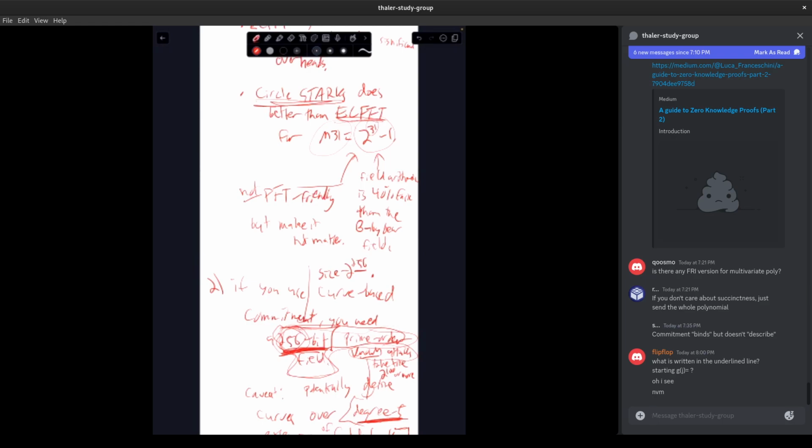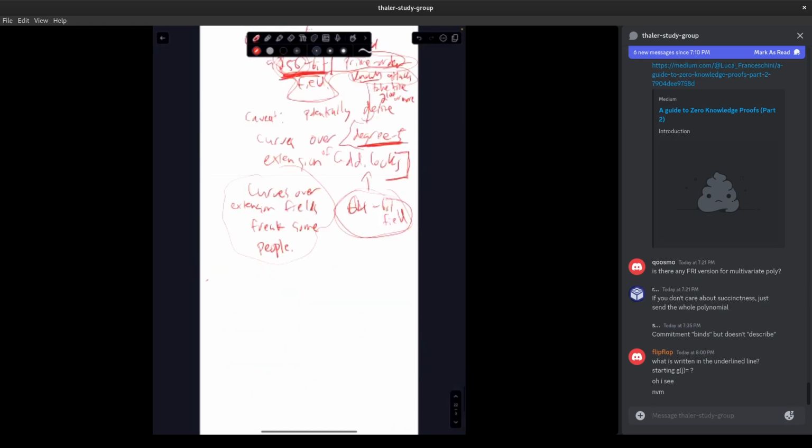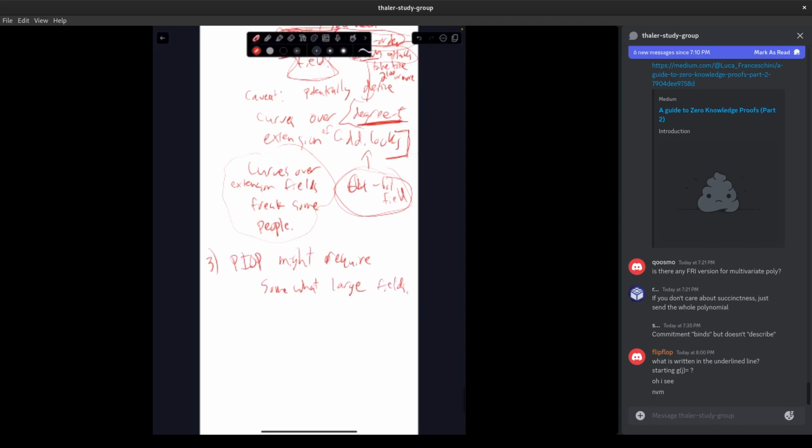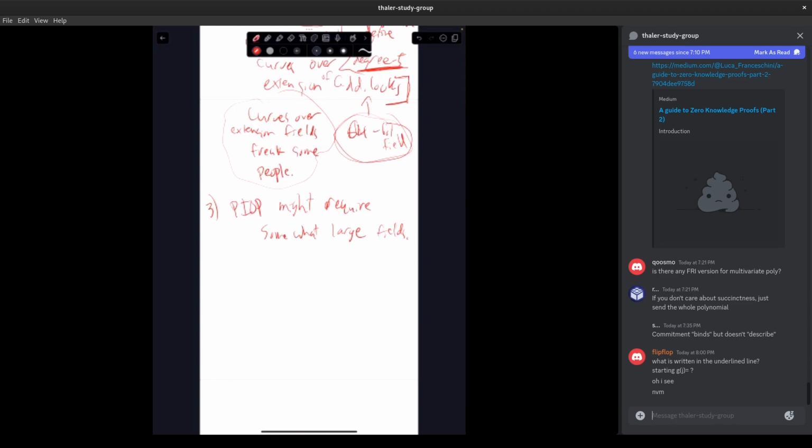And then finally, the PIOP might require somewhat large characteristic, meaning somewhat large fields. In particular, the constant round polynomial IOPs people use today will want to index gates in a circuit.